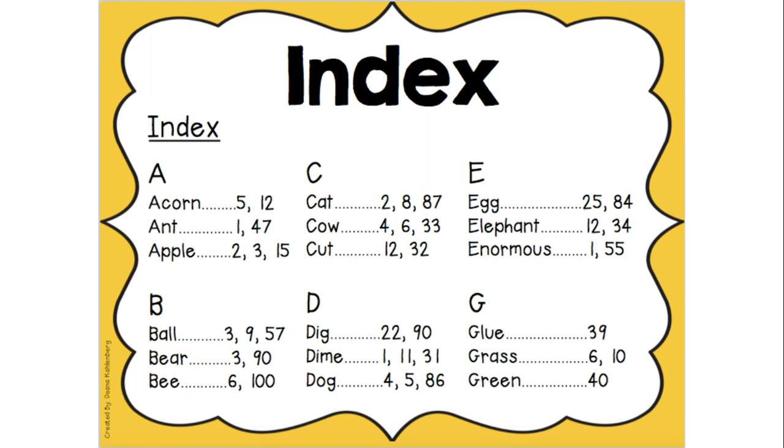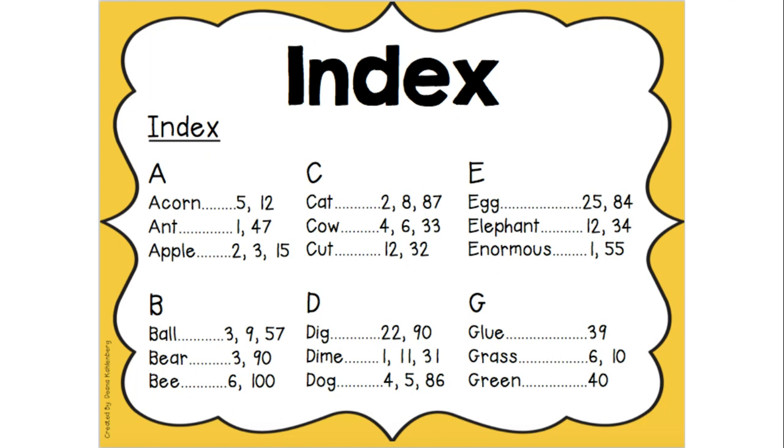So, for example, we wanted to find more about acorns. So I find acorns in our index. I see they're on page 5 and page 12. So then I go through the book, I find page 5, I read all about the acorns on that page, and then I flip to page 12 and I read all about the acorns on that page.